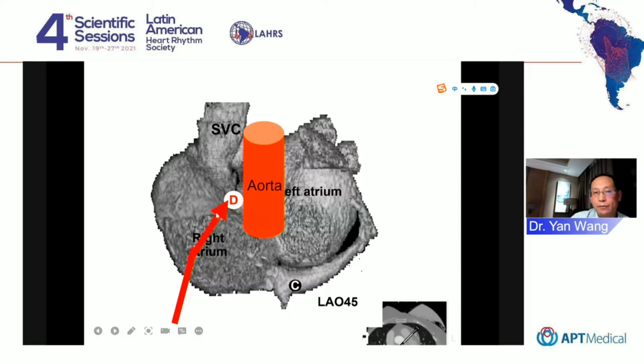If it's at 1 o'clock, maybe it is too high. Maybe 3 o'clock or 4 o'clock, just like this. If you look at the coronary sinus at 3 o'clock or 4 o'clock, this level is the best level for the puncture site, just in the middle and a little lower than the middle.